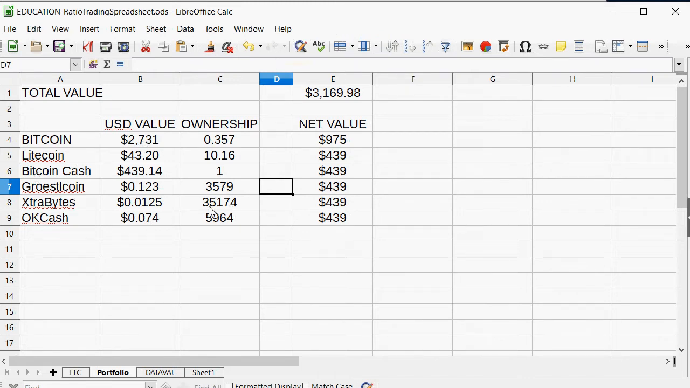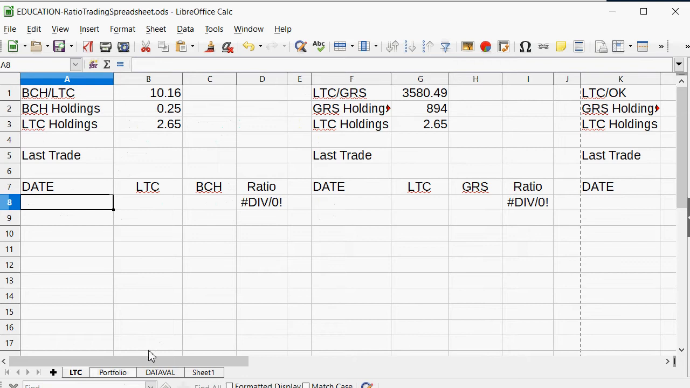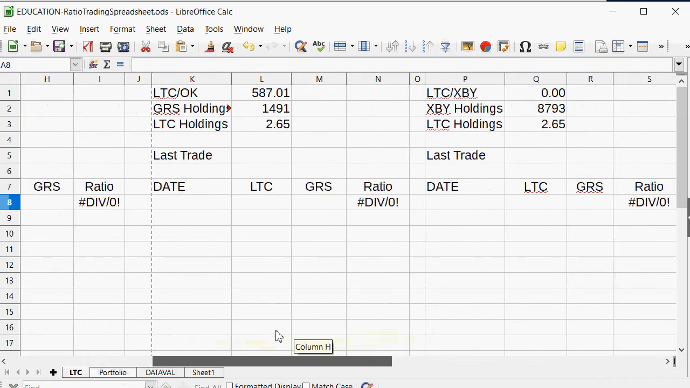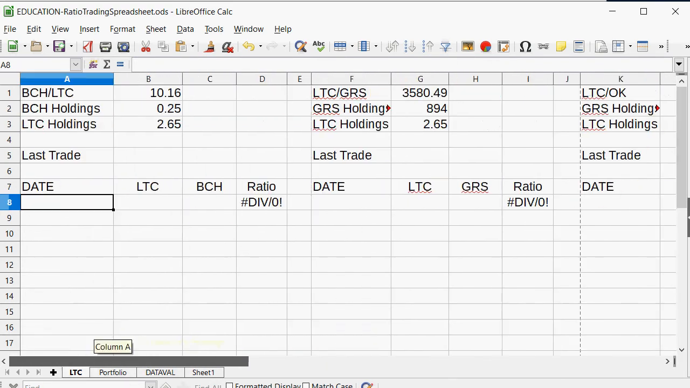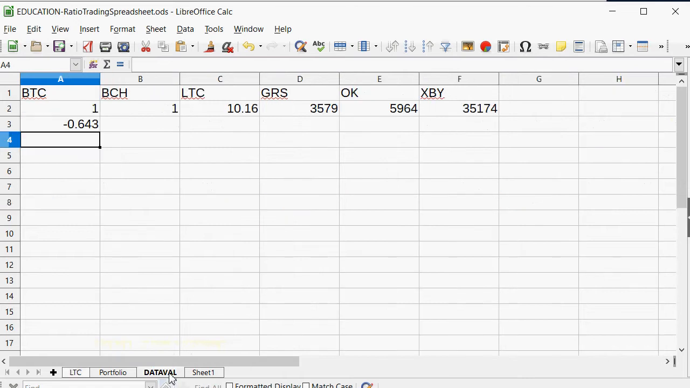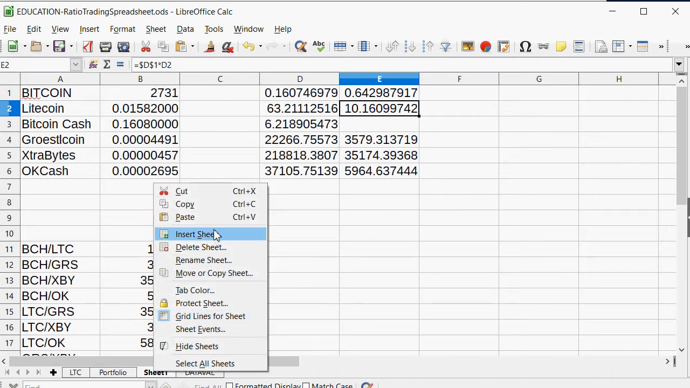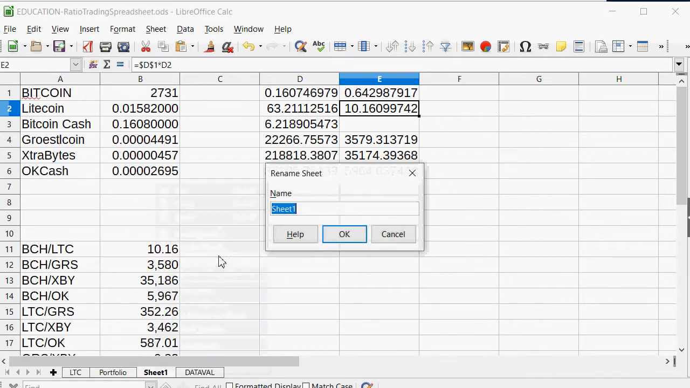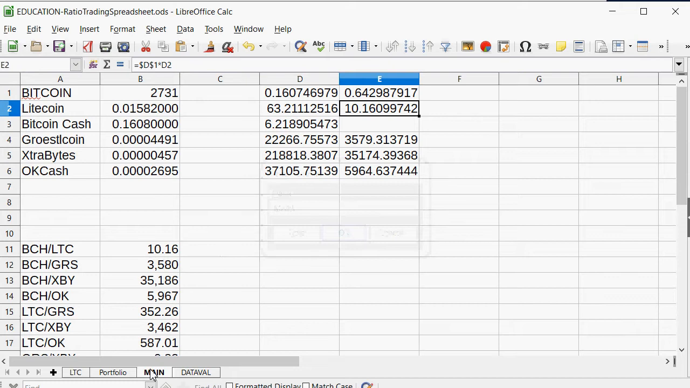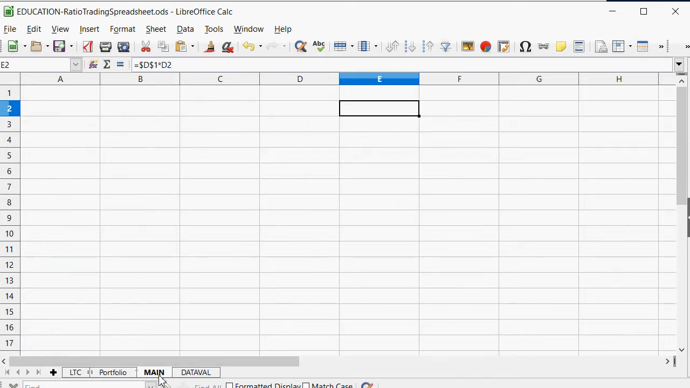And let's continue on. I have 4 different tabs: portfolio, LITECOIN, and I've copied and pasted this, but we're going to put 3 more in, so we'll do that. The data value should be on the right hand side. This main one here is the main sheet, so this probably should be on the left hand side. I'm going to rename it. We'll just call it the main. And we'll put this on the left hand side.